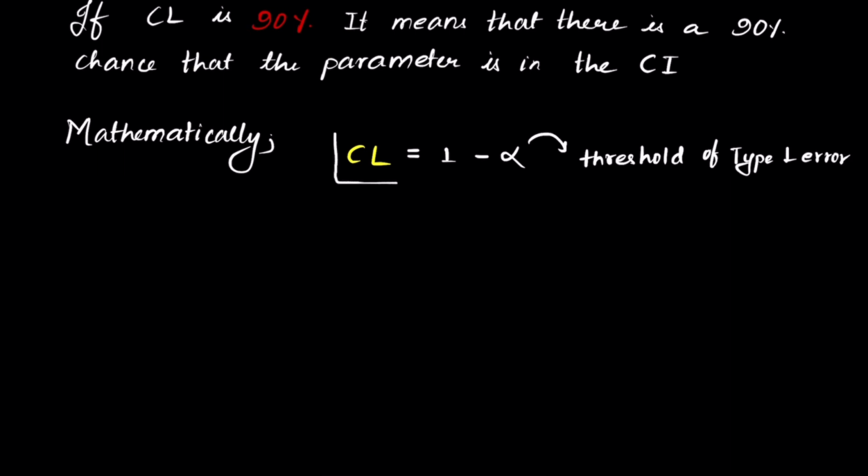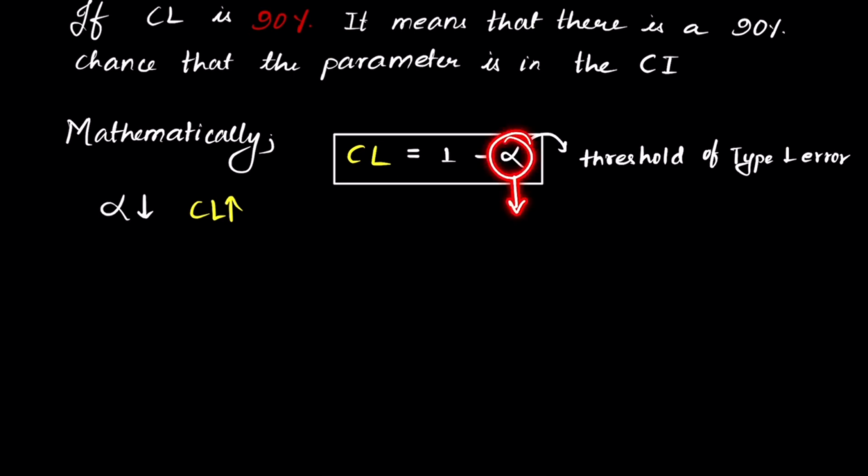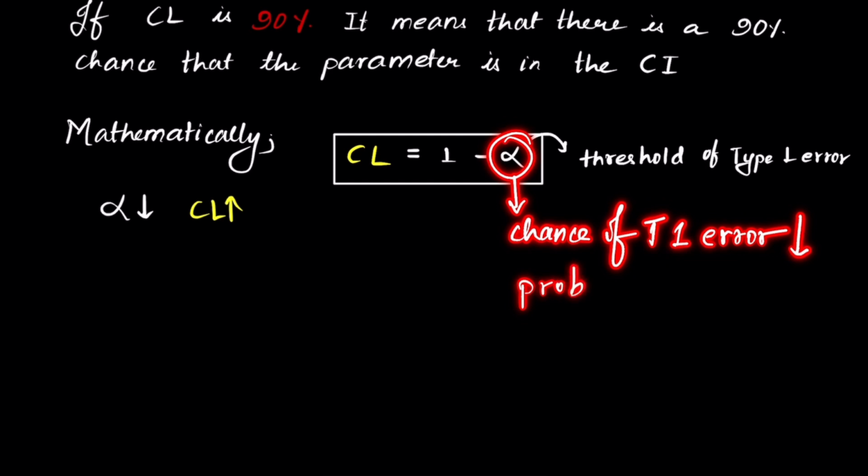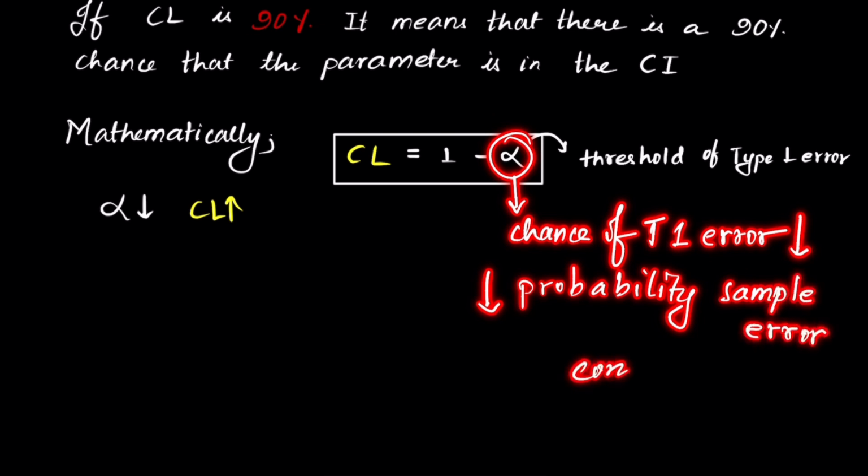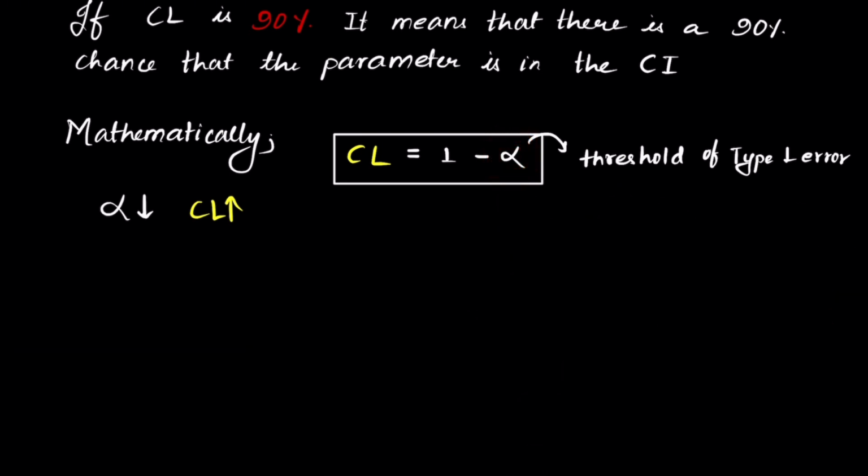So the question is, when does the confidence of the surveyor increase? The confidence of the surveyor increases when alpha decreases. So when alpha decreases, the confidence level increases. Obviously, when the chance of type 1 error decreases, there is less probability of sample error happening. So obviously, the confidence of the surveyor is going to increase to say that yes, this parameter is present within this interval that I have said. Makes sense.